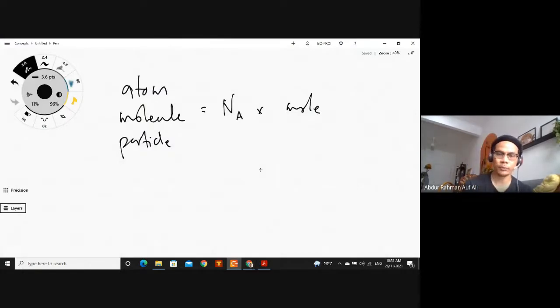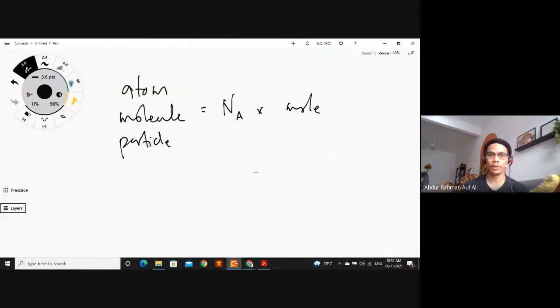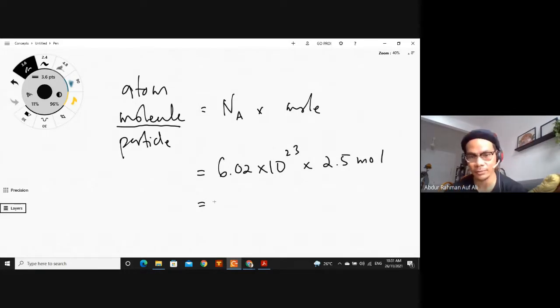Okay, if you have 2.5 mole, mana soalan tu? Okay, dia tanya kat sini, berapa banyak molekul yang ada dalam 2.5 mole sodium chloride, NaCl. So if you have 2.5 mole, kamu nak cari bilangan molekul, you use this formula. Avogadro number bersamaan dengan 6.02 darab 10 kuasa 23. So darab dengan 2.5 mole. And then you key in these values dalam calculator.